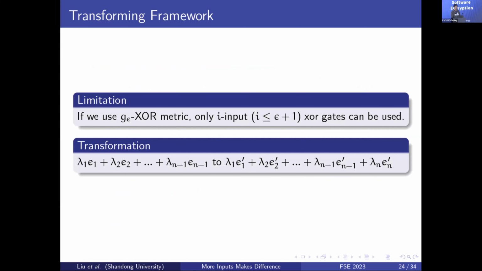Before we introduce the transforming framework, we need to add some limitations. For example, if we use a G3 XOR matrix, only 2, 3, 4 input XOR gates can be used. This limitation can reduce the searching space. And then we can do the transformation from the equation on the left to the equation on the right. After transformation, the area of the circuit is reduced.